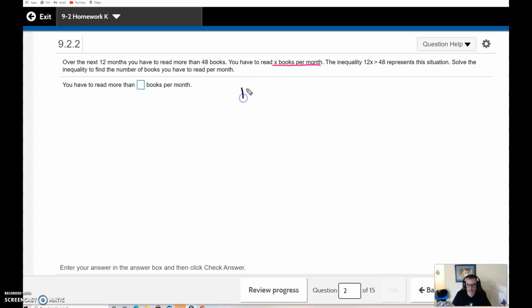There's 12 months, you're reading X books per month. So you multiply that, right? 12 times whatever the number of books per month is. And whatever this turns out to be, it has to be more than, okay? It can't be equal to, it has to be more than. That's why it's just the greater than symbol, 48.